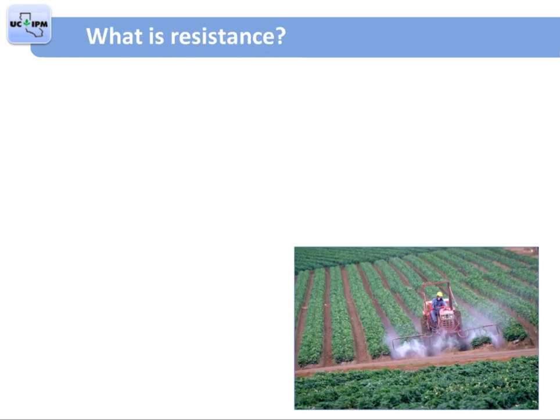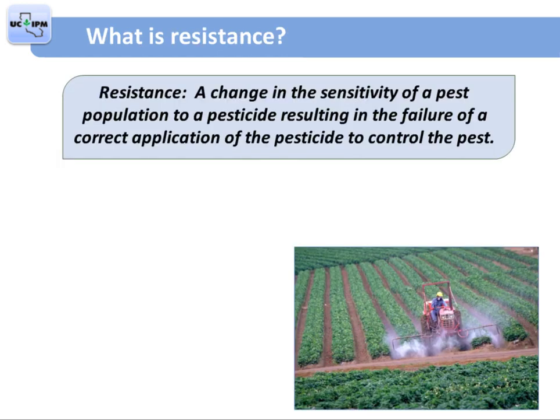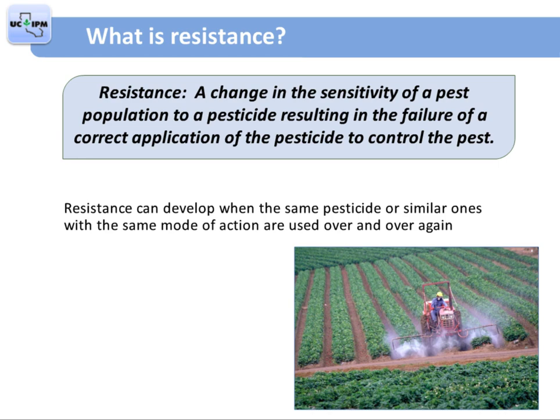So what is resistance? It can be defined as a change in the sensitivity of a pest population to a particular product, a pesticide, resulting in the failure of a correct application of the pesticide to control the pest. This definition can apply for all 3 disciplines: fungicides, insecticides, and herbicides. Resistance can develop when the same pesticide or similar ones belonging to the same class with the same mode of action are used over and over again. There are 3 types of resistance: tolerance, where continued use over time may allow the fungus to develop some sort of tolerance to the product; reduced sensitivity, like we see with the DMI fungicides; and complete resistance, like we see with the benzimidazoles and strobilurins.